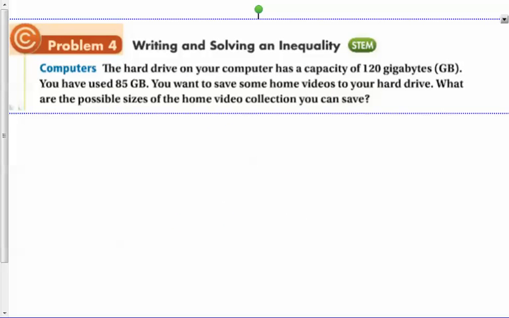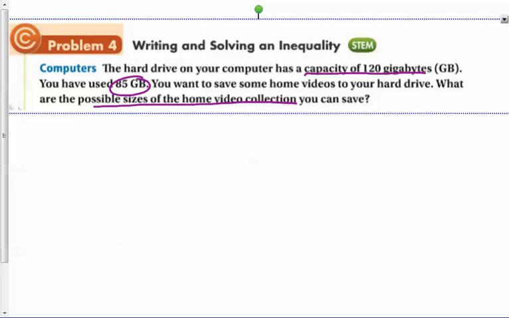Number 4. Now we're starting to deal with some word problems. The hard drive on your computer has a capacity of 120 gigabytes, and you have used 85 gigabytes. You want to save some of your home videos on your hard drive. What are the possible sizes of the home video collection you can save? What I notice is the capacity of 120 gigabytes, you have used 85 gigabytes.